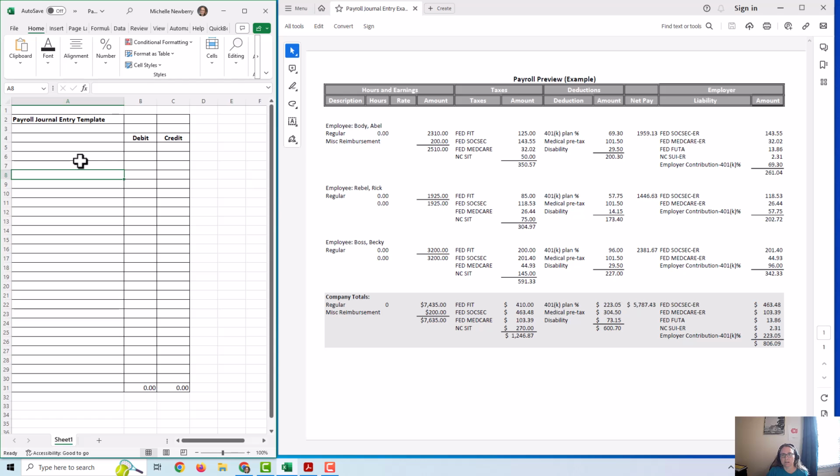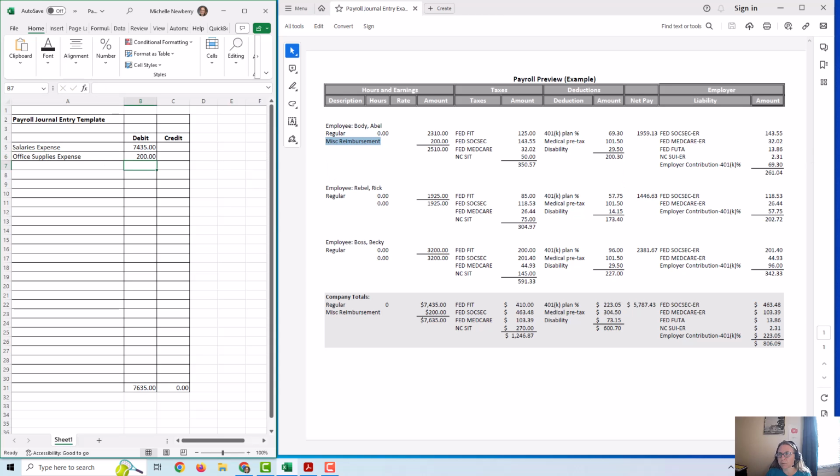So this is my Excel spreadsheet. It has a column for the account names, debits, and credits. And I have a formula built in to the bottom to make sure my total debits equal my total credits. The first thing I'm going to do is debit my salaries expense account for the salaries of the employees. And then for the reimbursement, I'm going to debit whatever account is related to that. It could be office supplies, it could be travel, it could be marketing. I'm just going to say that it was office supplies expense for example purposes.